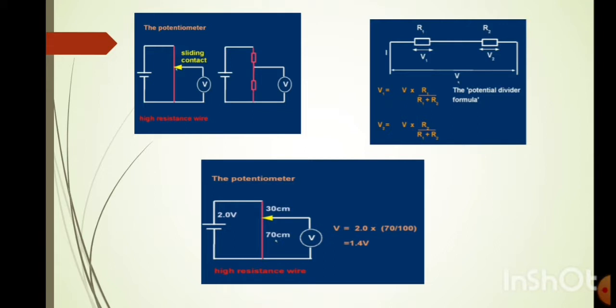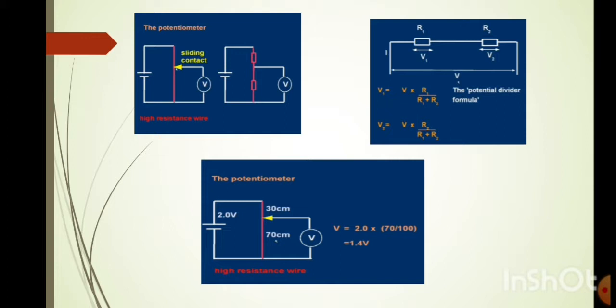So first of all, we should know the potential divider formula. In the first figure, it is shown that there is a high resistance wire, and the second figure shows that there is total voltage V, and the voltage across resistor R1 is denoted as V1 and the voltage across resistance R2 is denoted as V2. Therefore, V1 is equal to V into R1 divided by R1 plus R2. Similarly, V2 is equal to V into R2 divided by R1 plus R2.